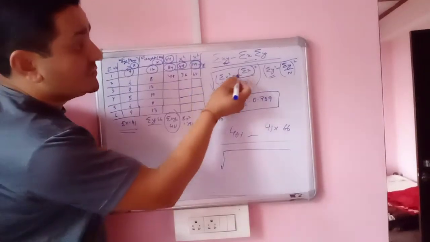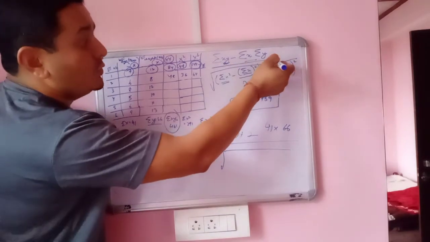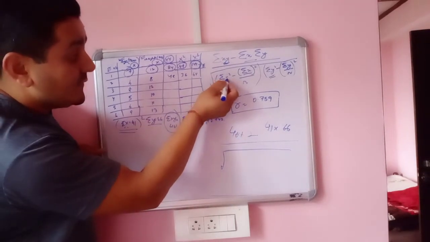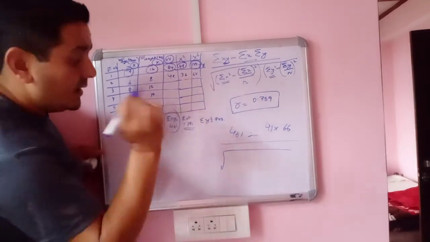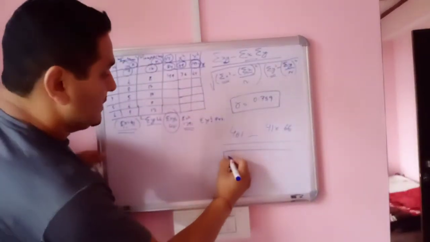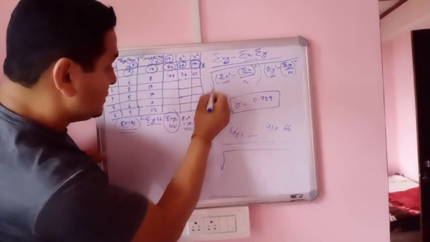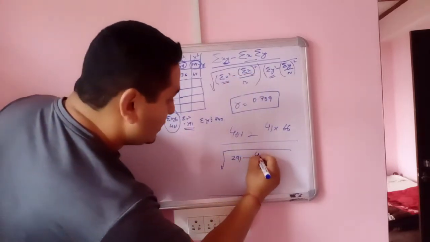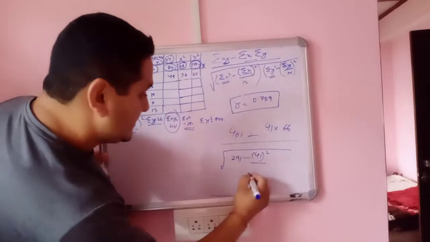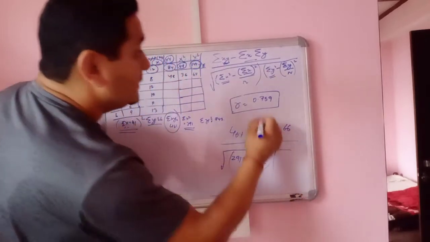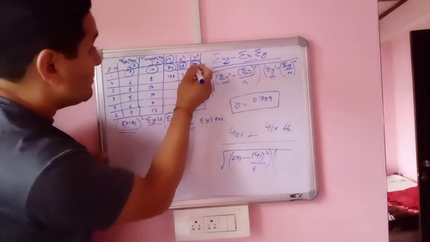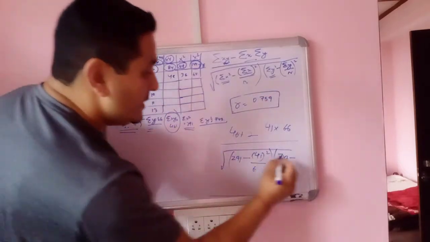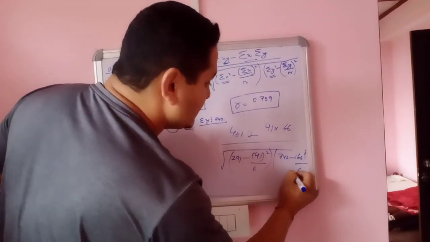Tomorrow maximum confusion counts. Summation of x whole square means summation of x, you have to take the whole square of this. Summation of x square means this is the one. Mostly your mistake happens right here. So summation of x square is 291 minus summation of x whole square is 41 whole square divided by n is 6. Close the bracket. Then comes summation of y square. Summation of y square is this one, 742 minus summation of y, this one, 66 whole square divided by 6.